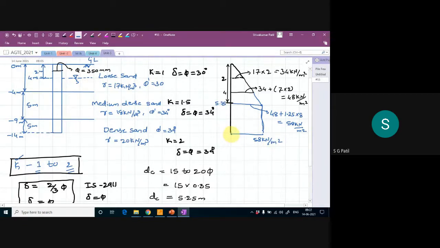So this is at the level of 9 meter, and this is at the level of 14 meter. This is your length. Along the length of the pile, this is how the earth pressure will vary. Up to critical depth, linearly it will increase. Once it reaches the critical depth, then the stress will be uniform. That is your overburden pressure will be uniform.